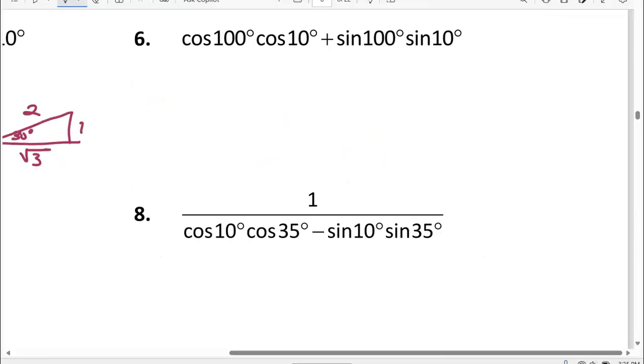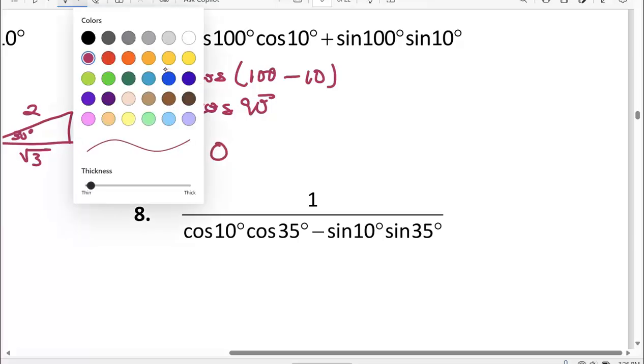In number 6, we have cosine of 100 times cosine 10 plus sine of 100 times sine of 10, which is equal to the cosine of 100 minus 10, because that's a cosine of A minus B, and that's equal to the cosine of 90 degrees, and the cosine of 90 degrees is 0.